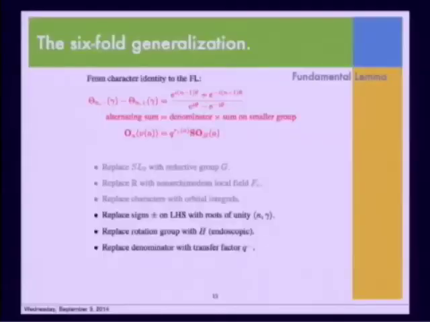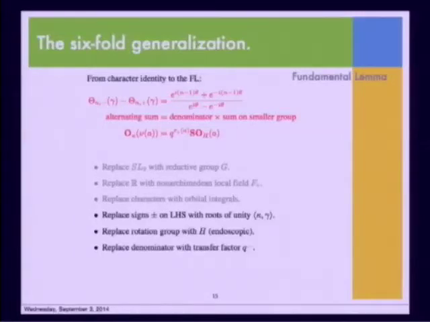This smaller group H that gives the cancellation, we're going to have to describe what that smaller group is in general. There's a name that's been coined for this type of group that holds the cancellation, and that's called the endoscopic group. There's more than one of them in general for each reductive group. And then we're going to have to replace this denominator by some factor that we get in general.